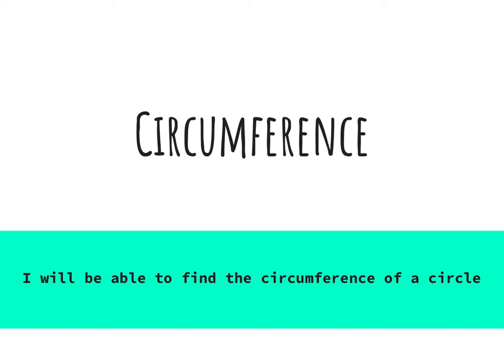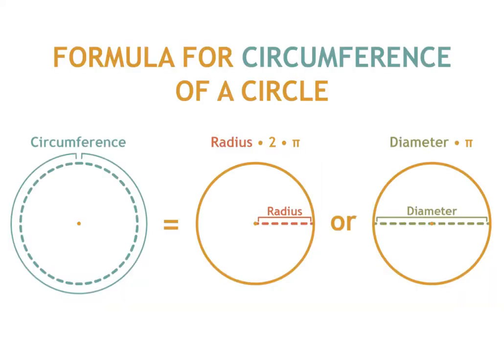Circumference. After watching this video, I will be able to find the circumference of a circle. So circumference basically means the perimeter of a circle, because the circumference is the distance around a circle.